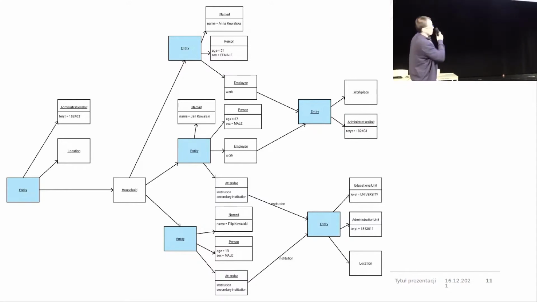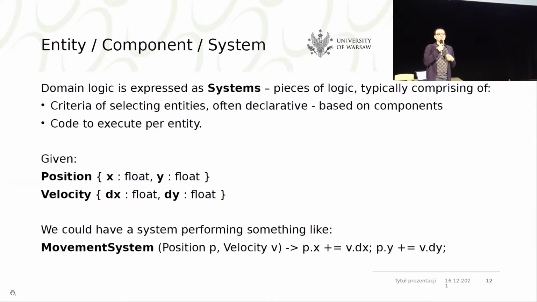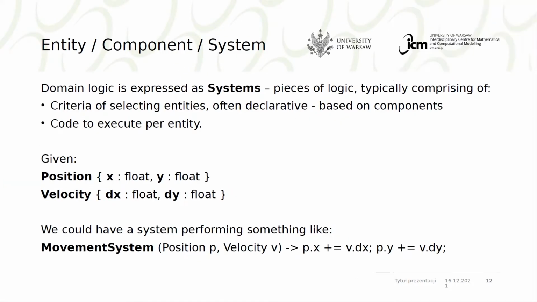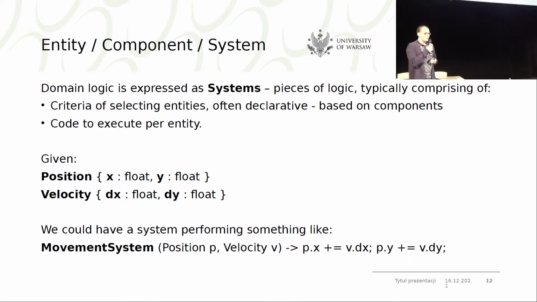And then we have systems, and systems are our pieces of logic. They are not inside the methods. They are not tied to objects, for a very good reason. It's not for fun, but the main reason is composability. So we can compose systems, and we cannot really compose two definitions of objects.